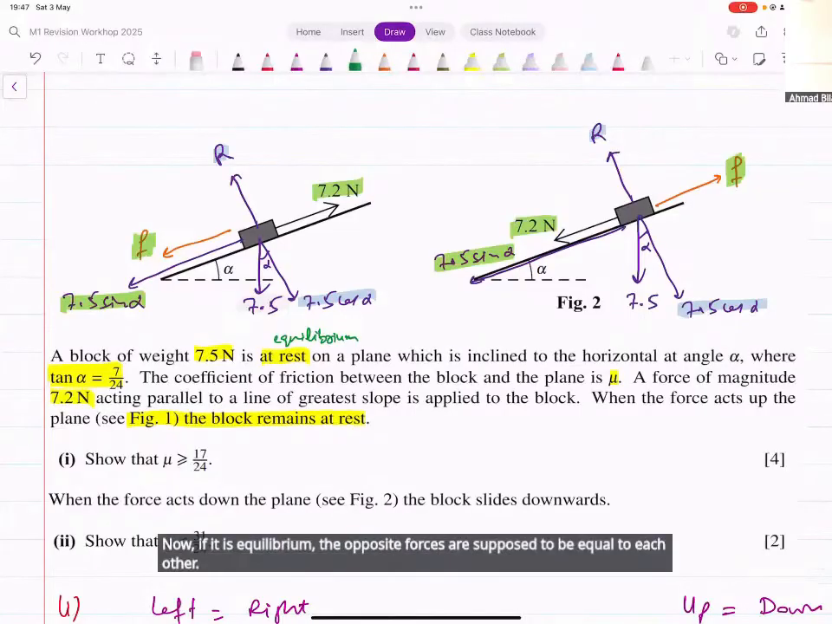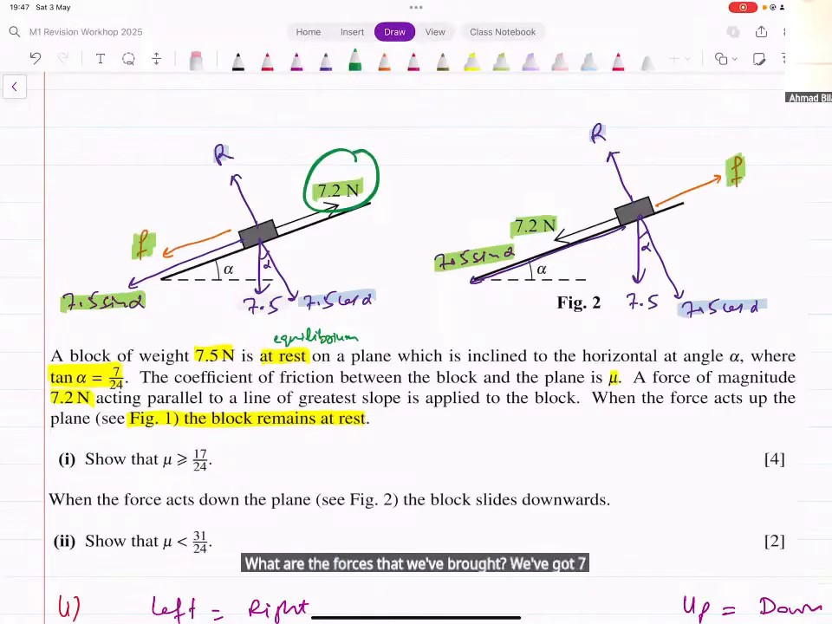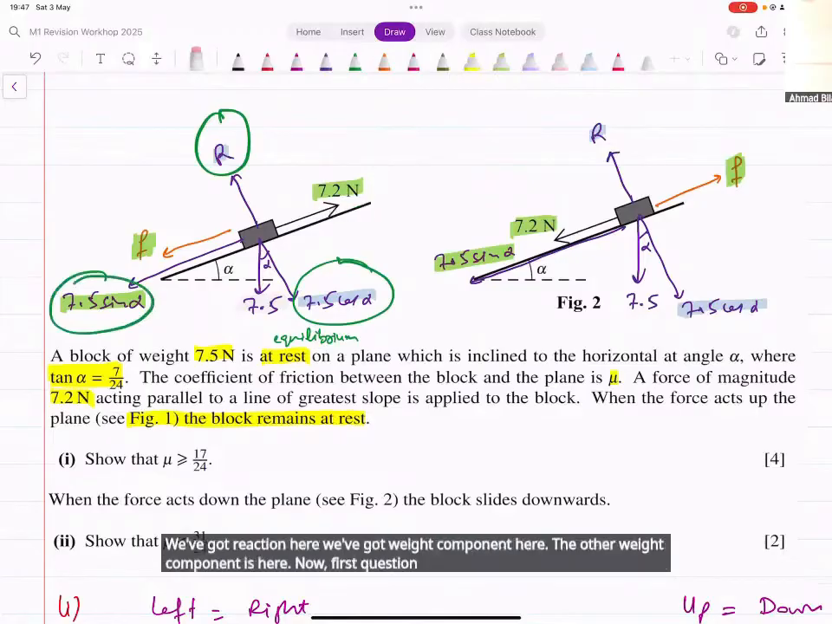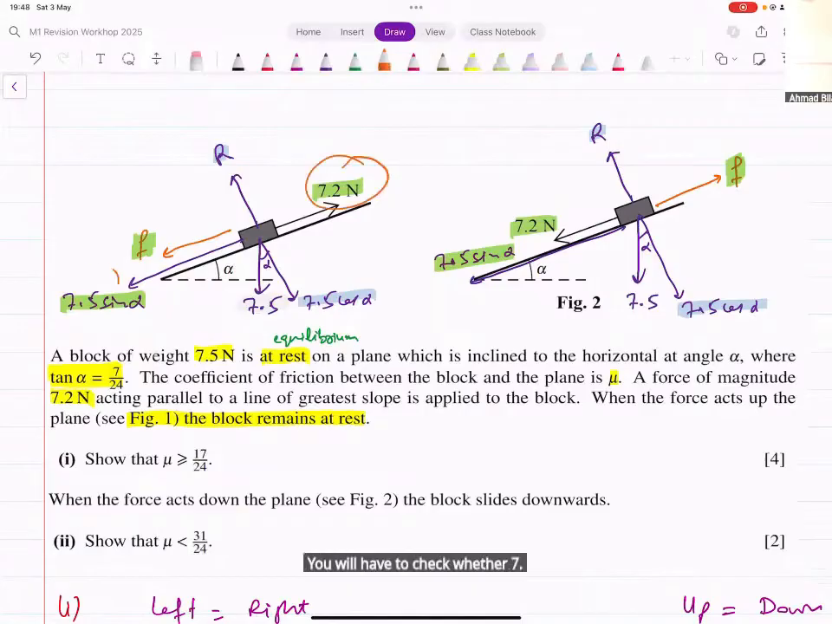What are the forces that we've got? We've got 7.2 acting towards right. We've got reaction here. We've got weight component here. The other weight component is here. Now, first question is, where does friction act? You will have to check whether 7.2 is bigger or 7.5 sine alpha is bigger.